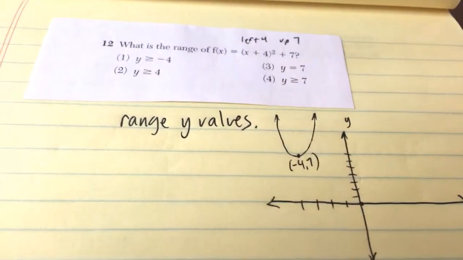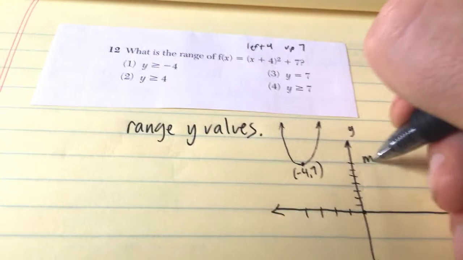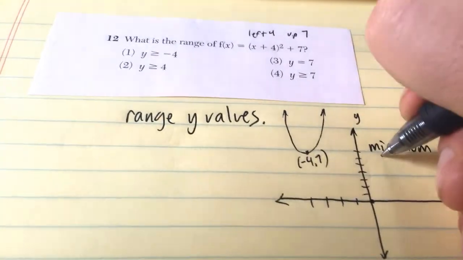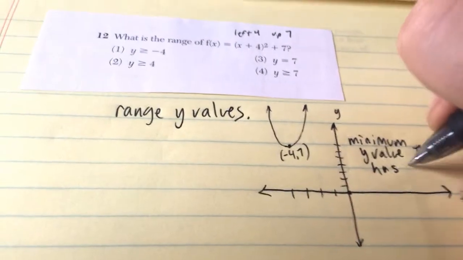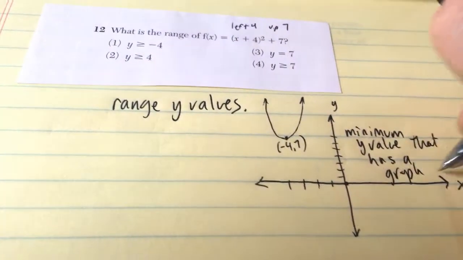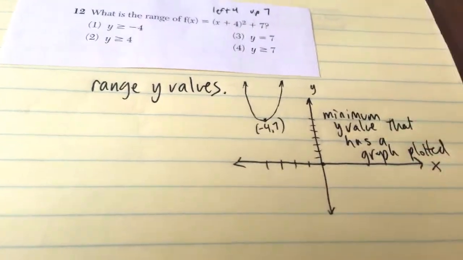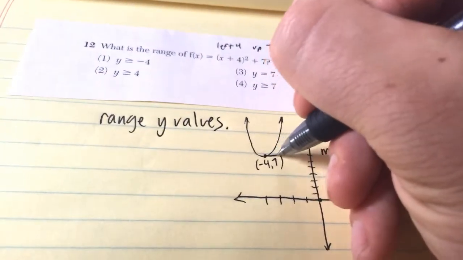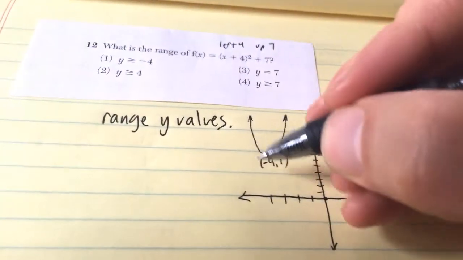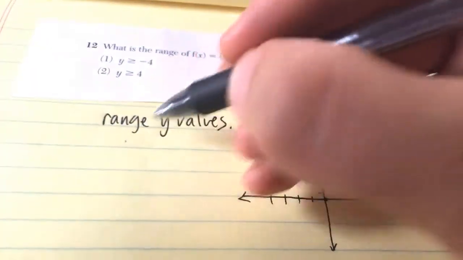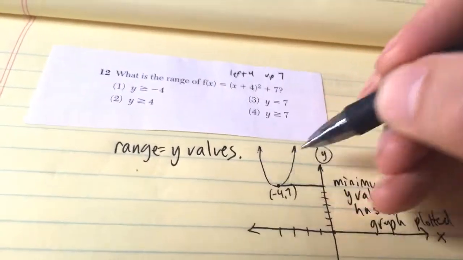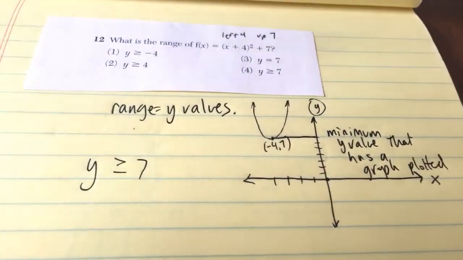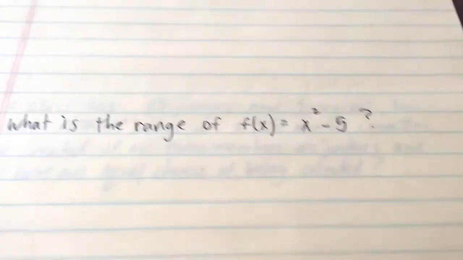The range is, well, what y values are being used? What is the minimum y value that has a graph plotted? Hopefully you would agree with me that 7 is as low on the y-axis because range is y values. 7 is the lowest this graph goes. So I'm going to say my range is all y values greater than or equal to 7. Choice number 4.